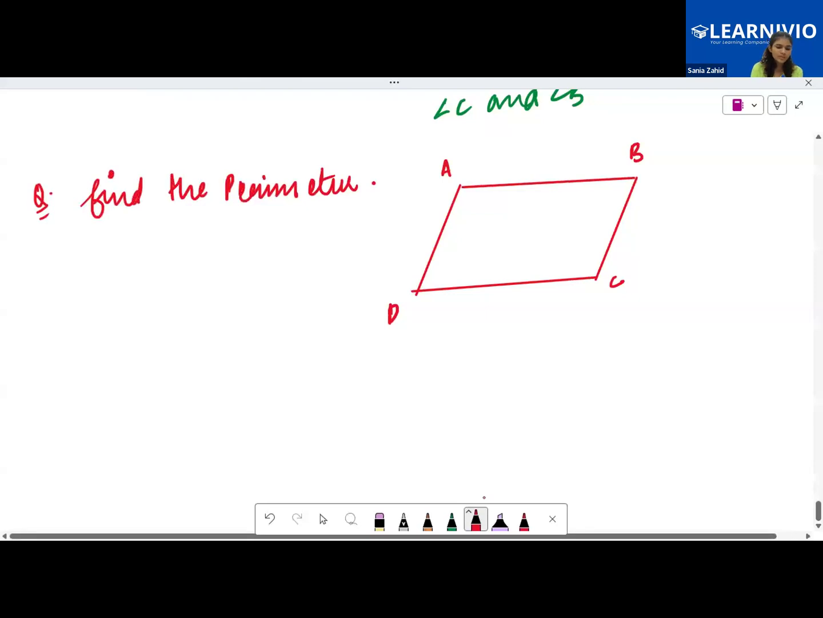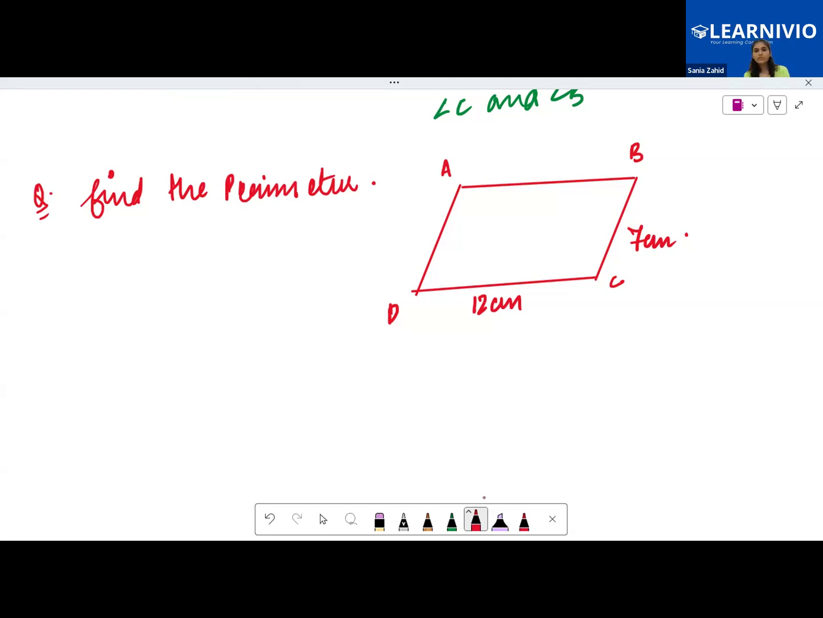You have been given that this side is 12 centimeter and this side is 7 centimeter. Can you find the perimeter? Yes, ma'am. Okay, tell me how will you find? Ma'am, since the opposite sides are parallel, the opposite side of 12 centimeter will also be 12 centimeter.